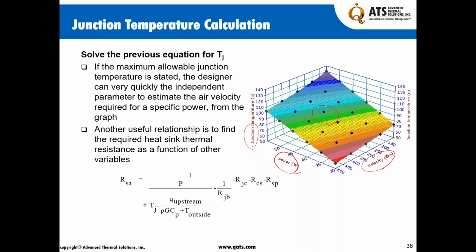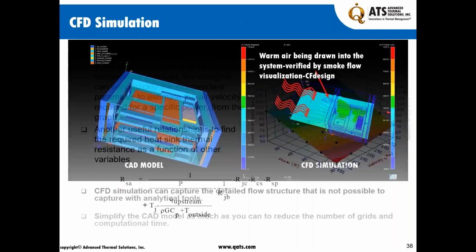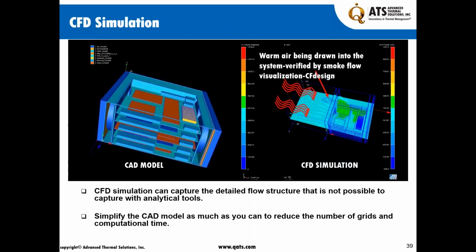And we also have developed another useful equation to find the required heat sink thermal resistance as a function of other parameters. So not only can we see what the junction temperature is, if the velocity has to be high, I have to deploy a heat sink in order to reduce the velocity because I don't want to pay for the stuff that we talked about before. So with this equation, I can very readily calculate the heat sink resistance requirement and be able to select it from the system. Now let's go to CFD.